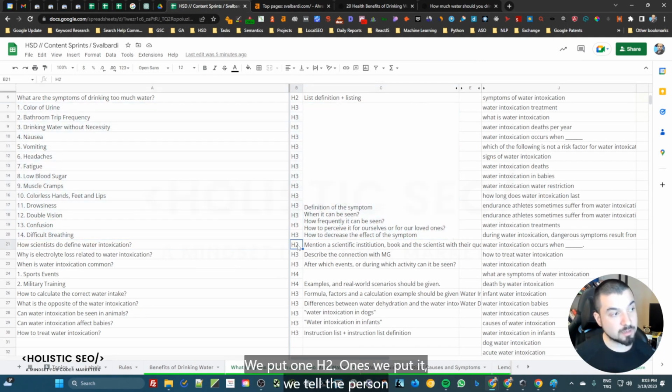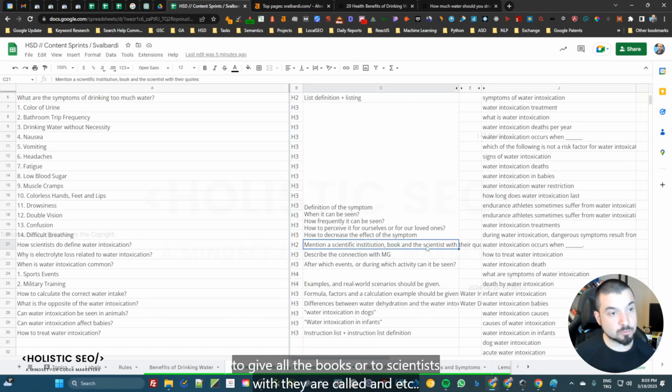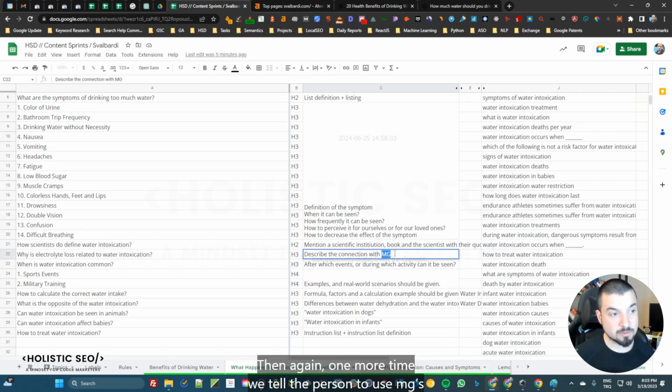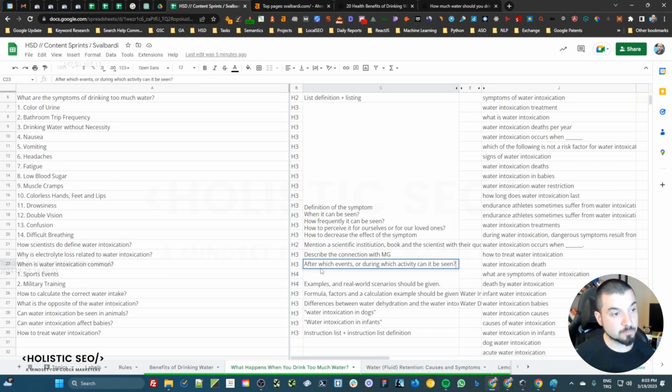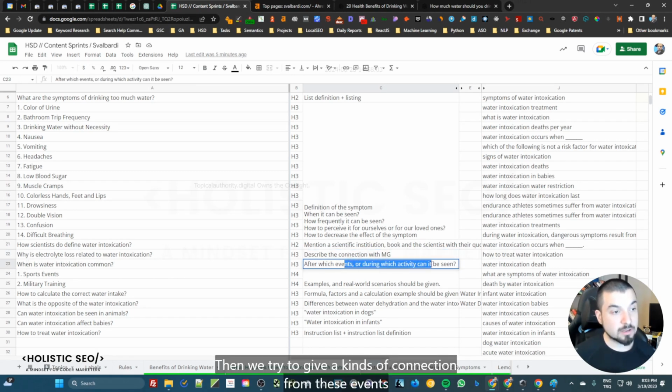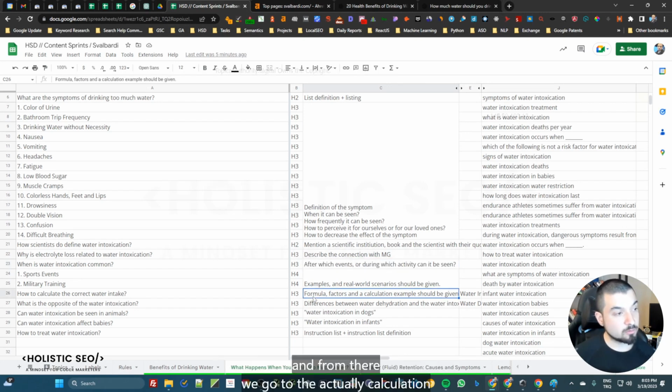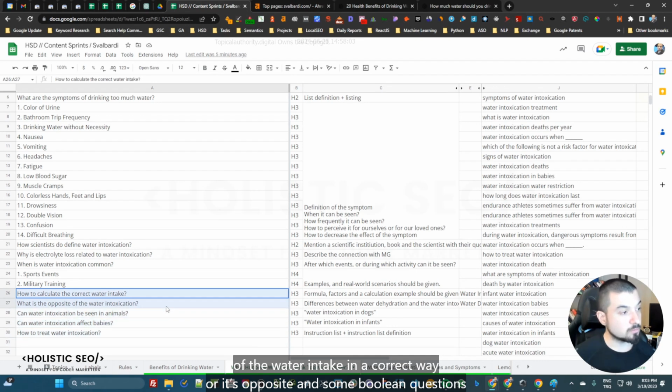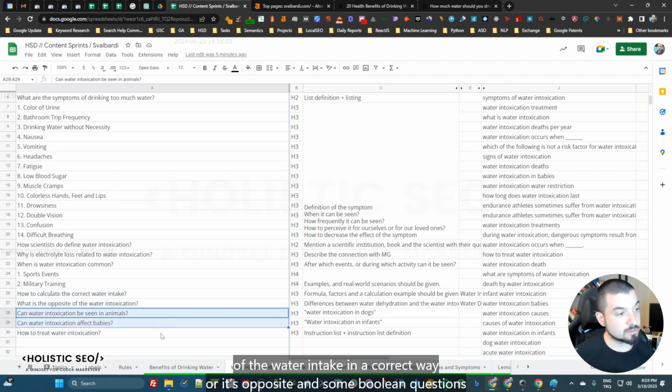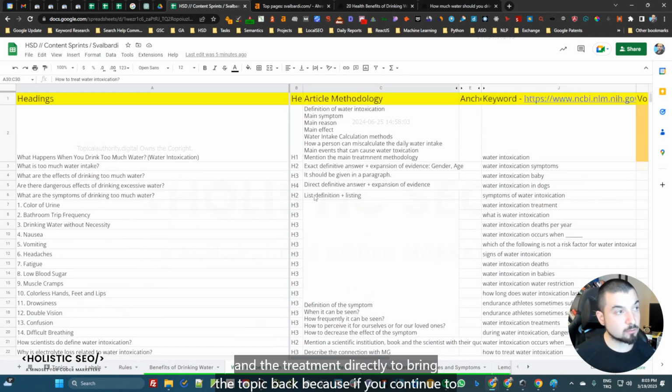We put one H2. Once we put it, we tell the person to give all the books or the scientists with their quotes, etc. Then again, one more time, we tell the person to use the milligrams and describe the electrolytes connection to direct the water intoxication. Then we try to give a kind of connection from these events. And from there, we go to the actual calculation of the water intake in a correct way or its opposite, and some Boolean questions and the treatment directed to bring the topic back.